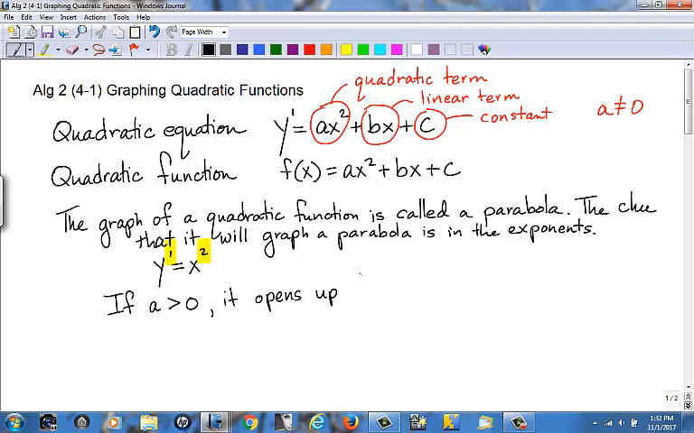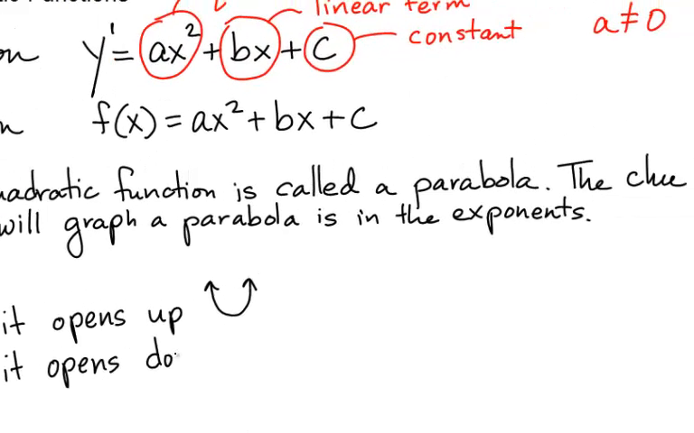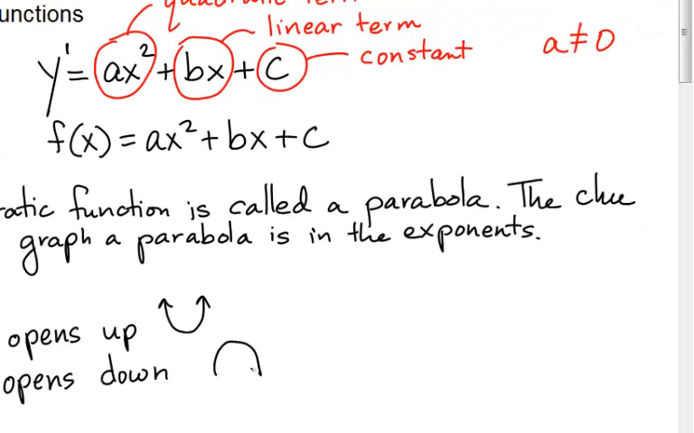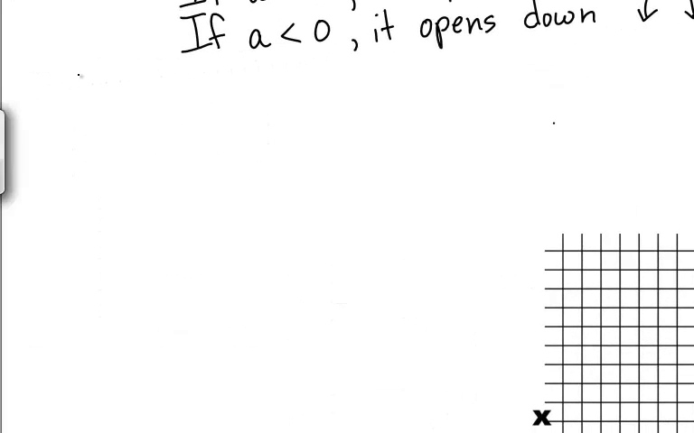And when we graph these, a parabola is going to look like this in general form. It's going to be a curve that opens up. If the a is less than 0, like if I said y equals a negative 4x squared, okay, it's going to open down. Okay, it opens down, so it would open like this.